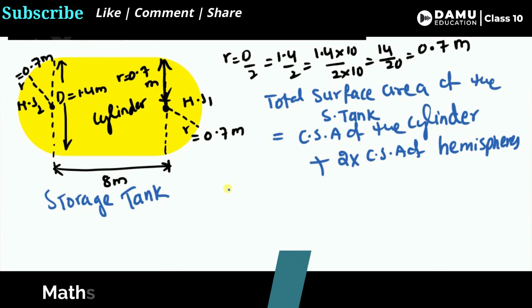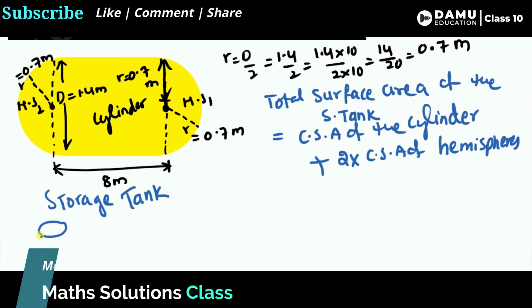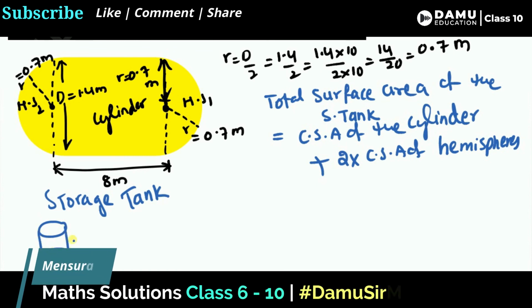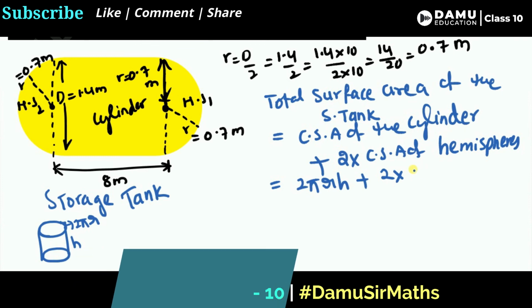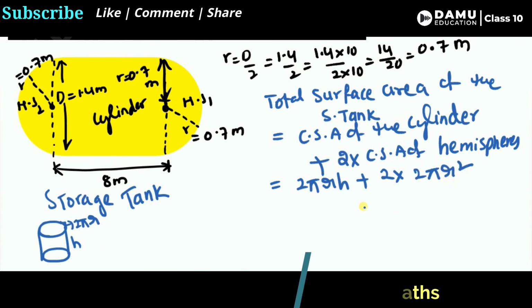For the curved surface, the cylinder is extended up to some height, so the perimeter, that is the circumference of the circle, is extended up to a certain height. We should not include the top and bottom. So for that, 2 pi r h, plus 2 into the curved surface area of the hemisphere. The sphere is 4 pi r square, so the hemisphere is 2 pi r square. So we have 2 pi r h plus 2 into 2 pi r square.